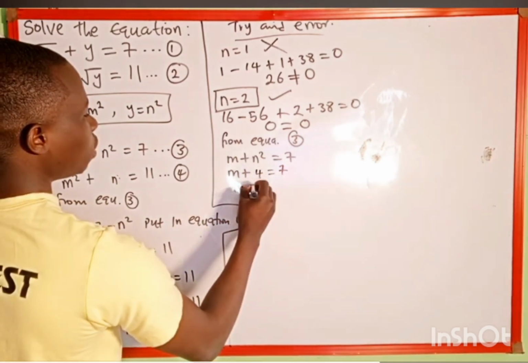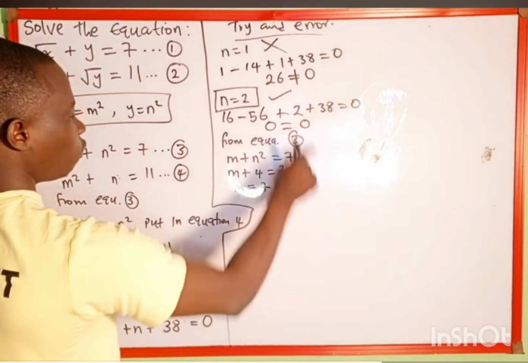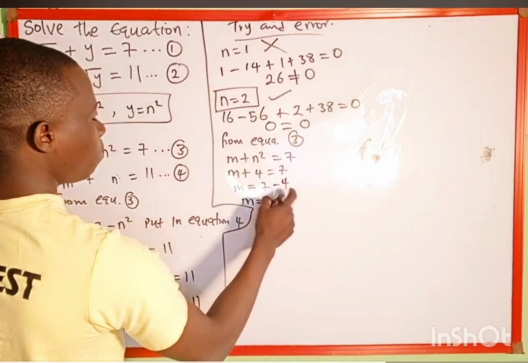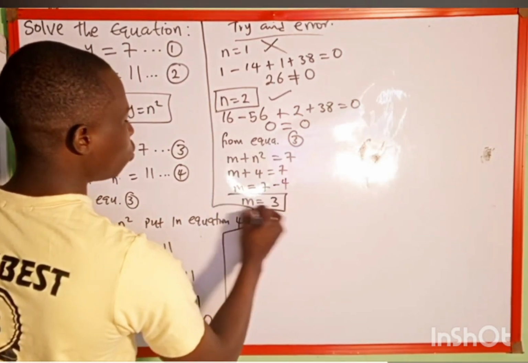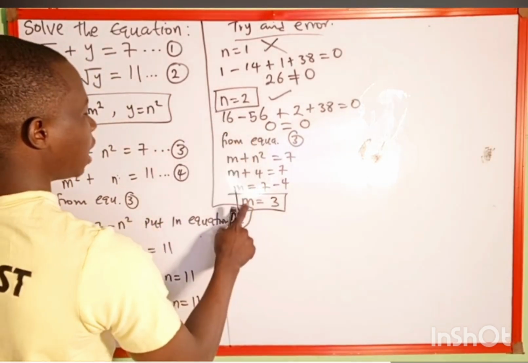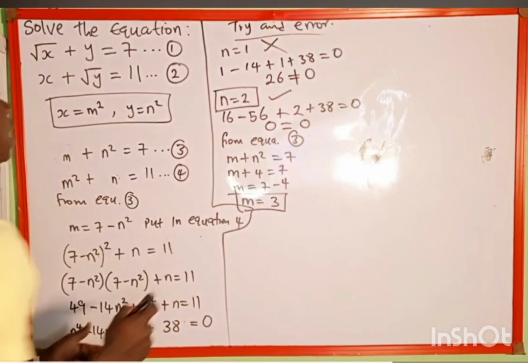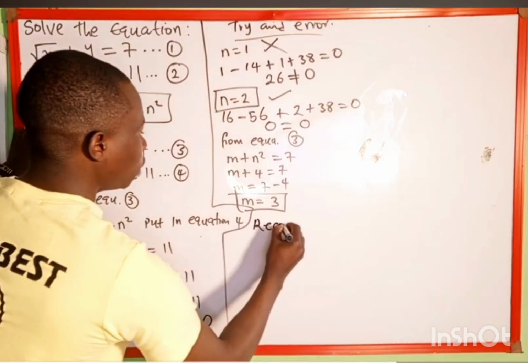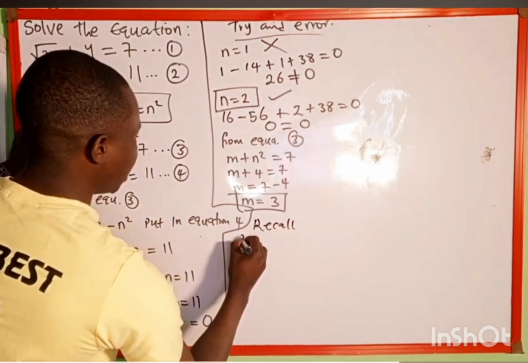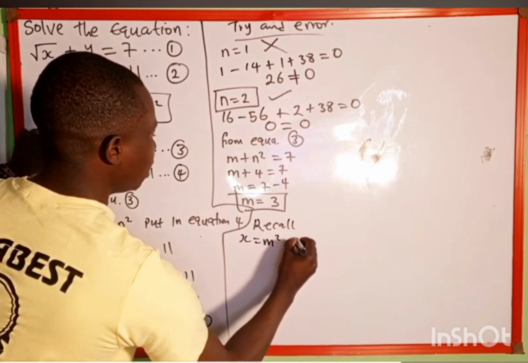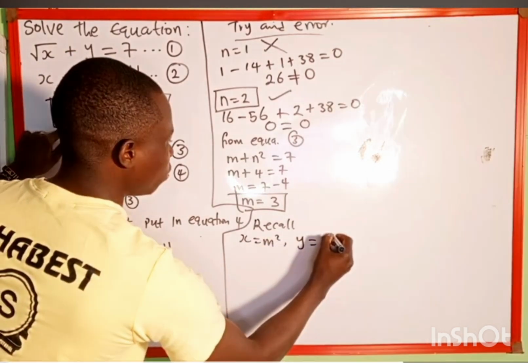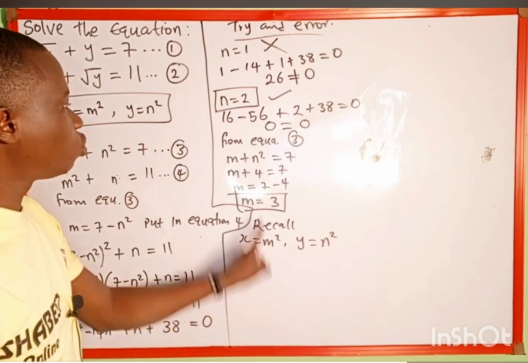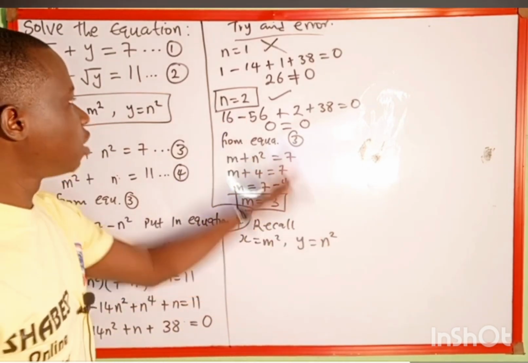So m now will be equal to 7, and when we take this 4 to the right hand side, it becomes negative 4. So therefore, m is equal to 7 minus 4, which gives us 3. So n is equal to 2 and m is equal to 3. Then initially, recall that we let x be equal to m squared, and we let y be equal to n squared. Now we're going to get the values of x and y. We solved m to be equal to 3 and we solved n to be equal to 2.